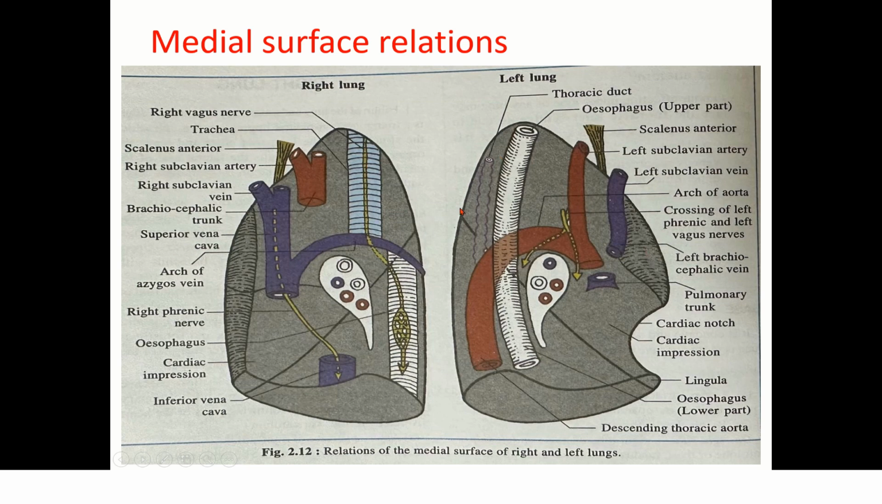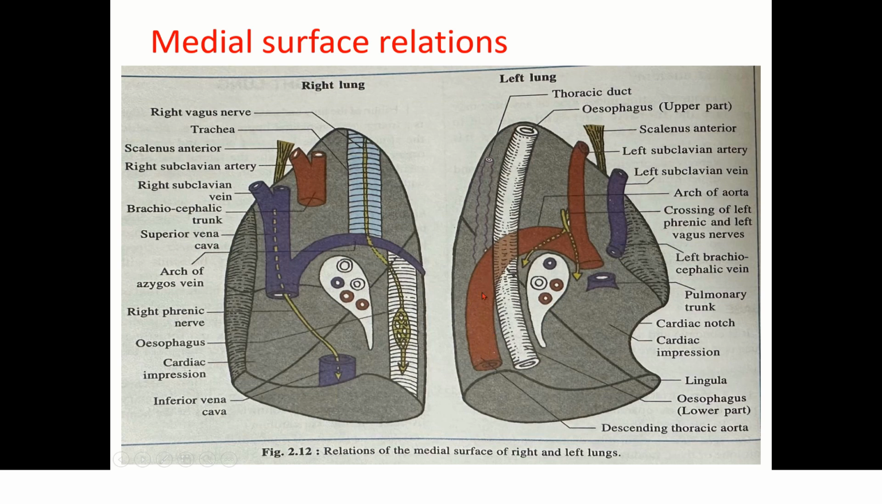And same thing, if you see on the left side, you can see this is the hilum. From above downwards, it will be the pulmonary artery, principal bronchus, and lower pulmonary vein. From before backwards, it will be the upper pulmonary vein, pulmonary artery, and principal bronchus. And this part will be the pulmonary ligament. So here also, this is the pulmonary ligament. Here you can see above the hilum, this is the groove for the arch of aorta, and behind the hilum, this is the groove for the descending thoracic aorta.